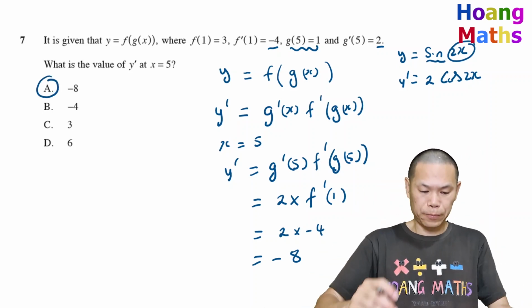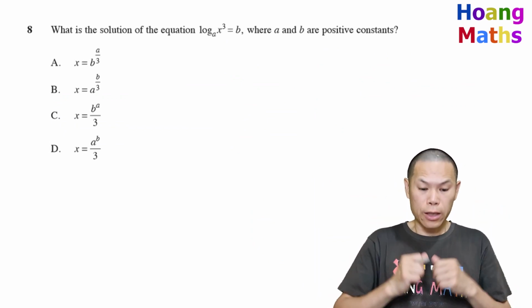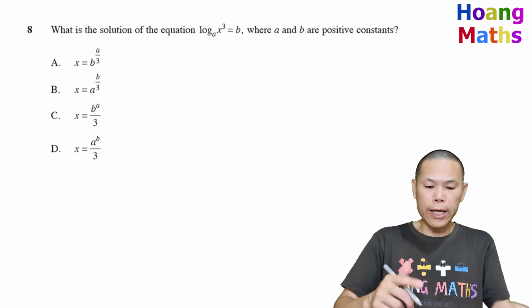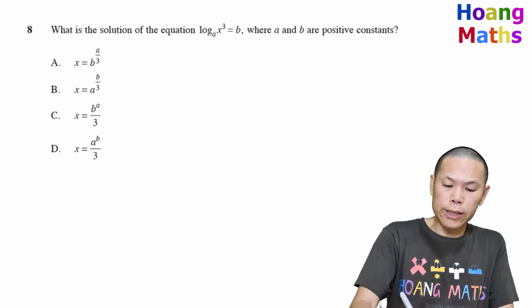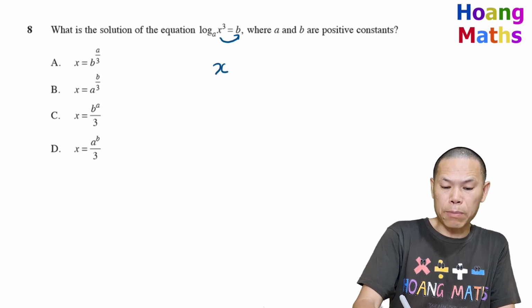There you go. Question number 8. So we need to unlock the function so we can solve for x. So to unlock, this A pushes the B up. So that becomes like this. x power 3 is a power b.